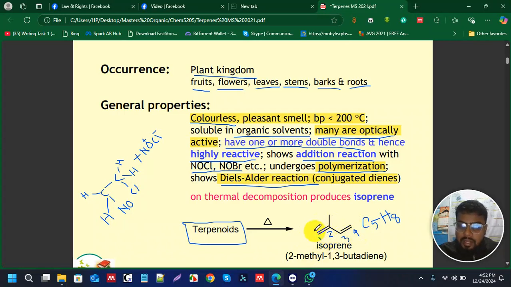In positions 1 and 3, two enes are present, so it's a diene. That's why the overall name of this compound will be 2-methyl-1,3-butadiene. That is the chemical name or IUPAC name of the isoprene unit. We can obtain this isoprene unit by the thermal decomposition process of terpenoids.